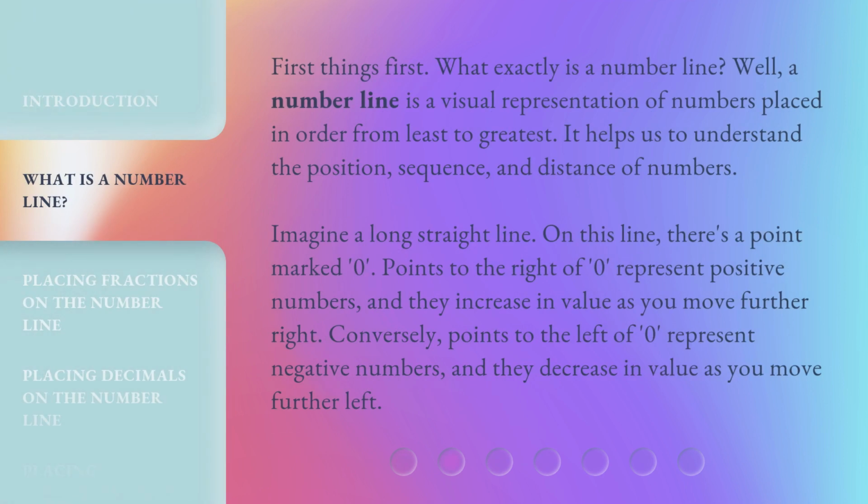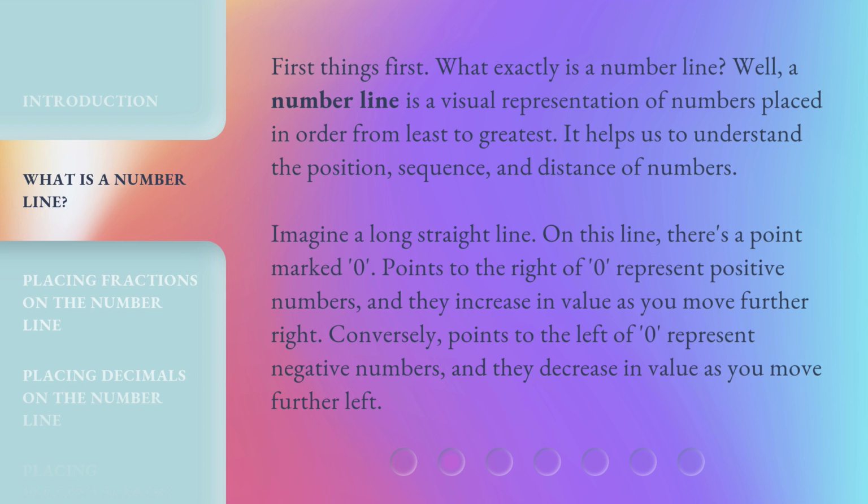First things first, what exactly is a number line? Well, a number line is a visual representation of numbers placed in order from least to greatest. It helps us to understand the position, sequence, and distance of numbers.